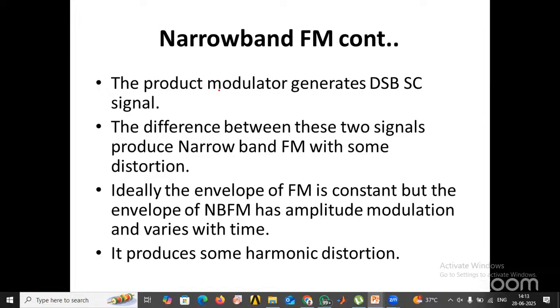So this is the description of the block diagram. Here the product modulator generates a DSBSC signal, and by taking the difference, it is converted into narrowband FM. The main drawback of narrowband FM is that it has some harmonic distortion. Harmonic distortion means extra frequency contents appear.